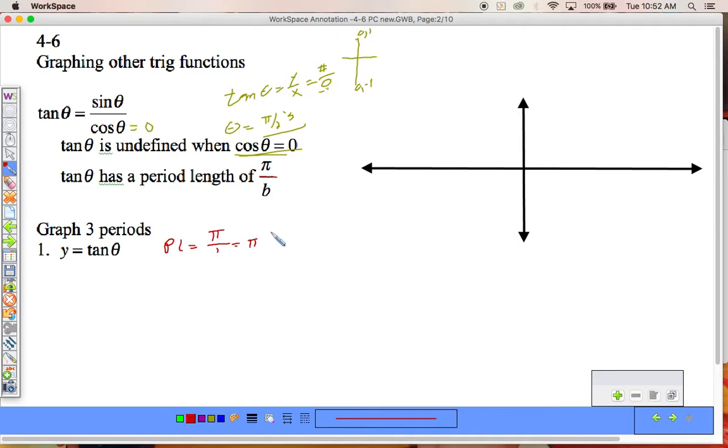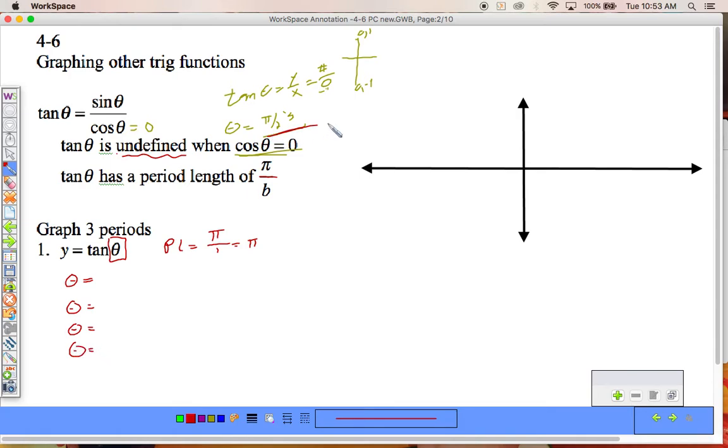All right, so what we're going to do next is we need to find 4 consecutive places where my tangent is undefined. Okay, that's where we're going to have some vertical asymptotes. All right, tangent is undefined at all of our pi over 2's. So we're going to find 4 consecutive asymptotes. So what I'm going to do is take this value, my theta, what I'm taking the tangent of, and set it equal to 4 consecutive places where my tangent is undefined.